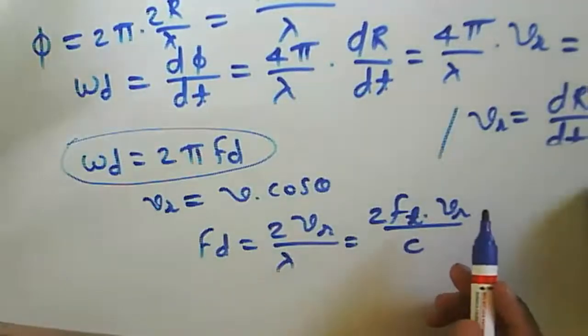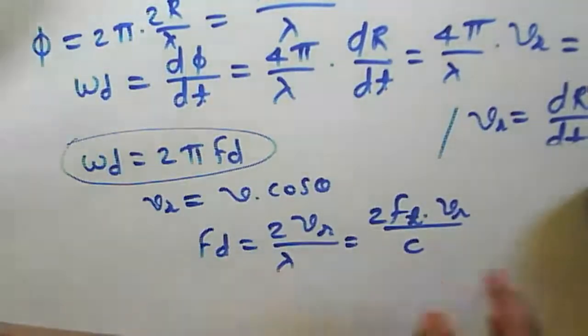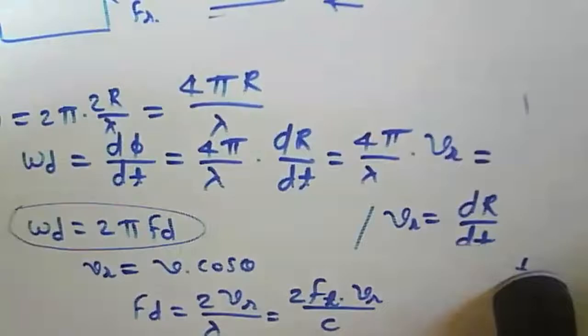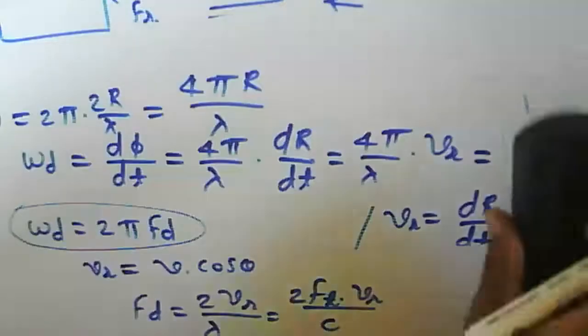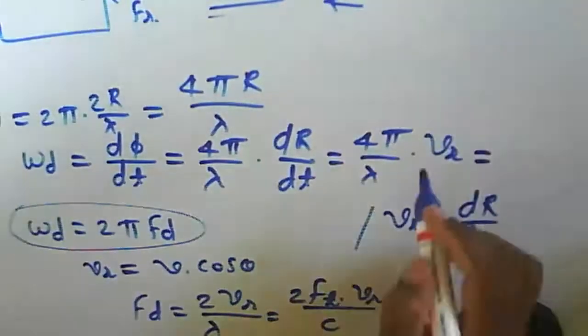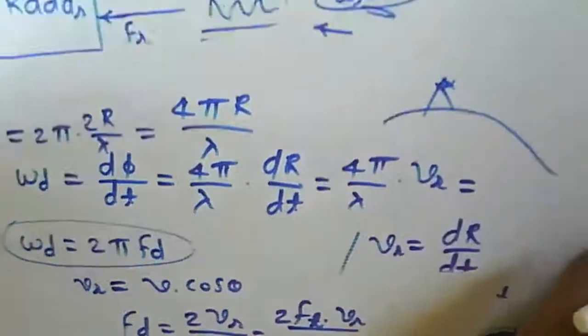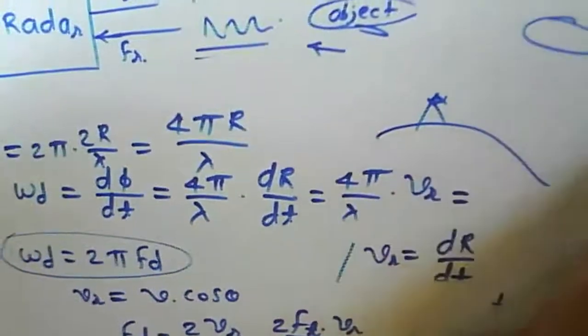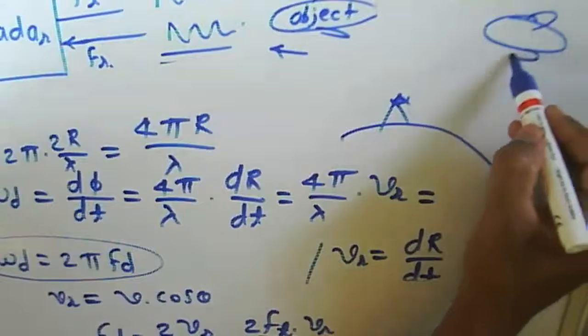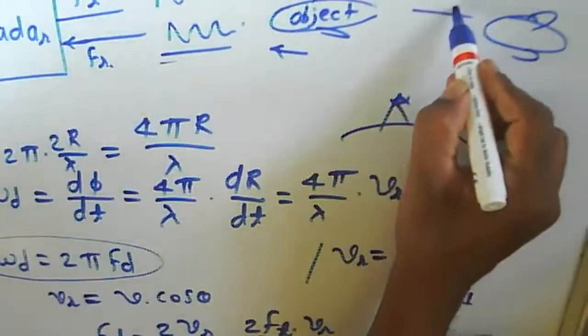Generally we say this is about a radar, but in the case of an antenna, suppose we have an object here. So the object is moving.